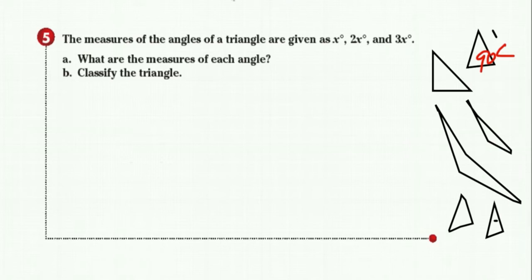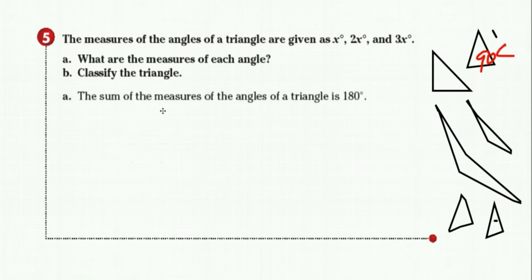Okay, pardon the mess. Let's figure out this problem. Measures of the angles of a triangle are given as x, 2x, and 3x. What are the measures of each angle, and classify the triangle? Remember that the sum of the measures of all angles is equal to 180 degrees. So if you get the three angles, x, 2x, and 3x, equate that to 180 degrees.